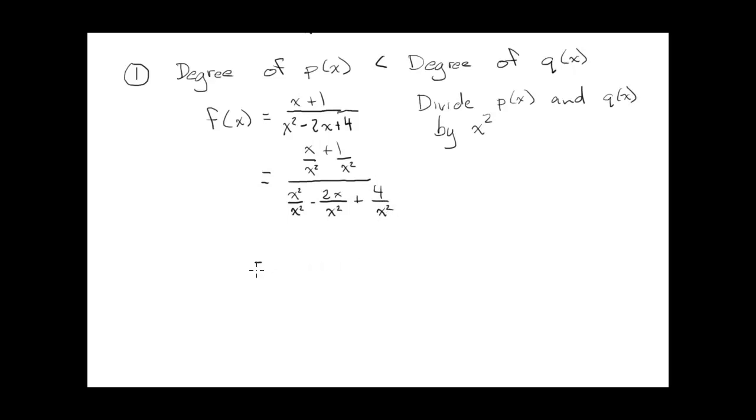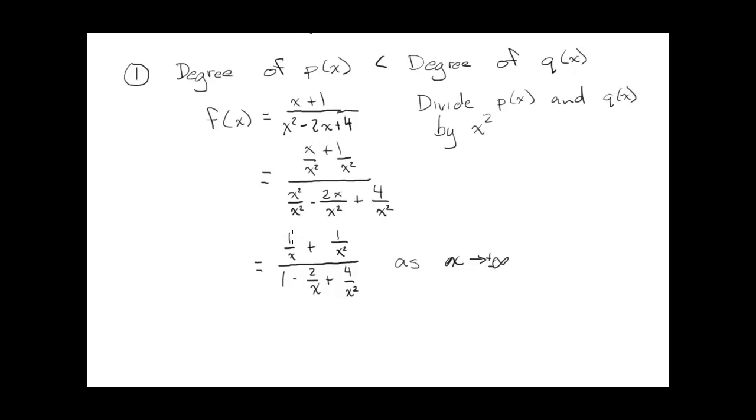If I simplify that a little bit, notice here I'll have x over x², so that'll be 1 over x, plus 1 over x². I can't simplify that at all. x² over x², that's 1, minus 2 over x, plus 4 over x². And now I'm going to think about what happens as x goes to infinity, or even minus infinity. We can say plus or minus infinity.